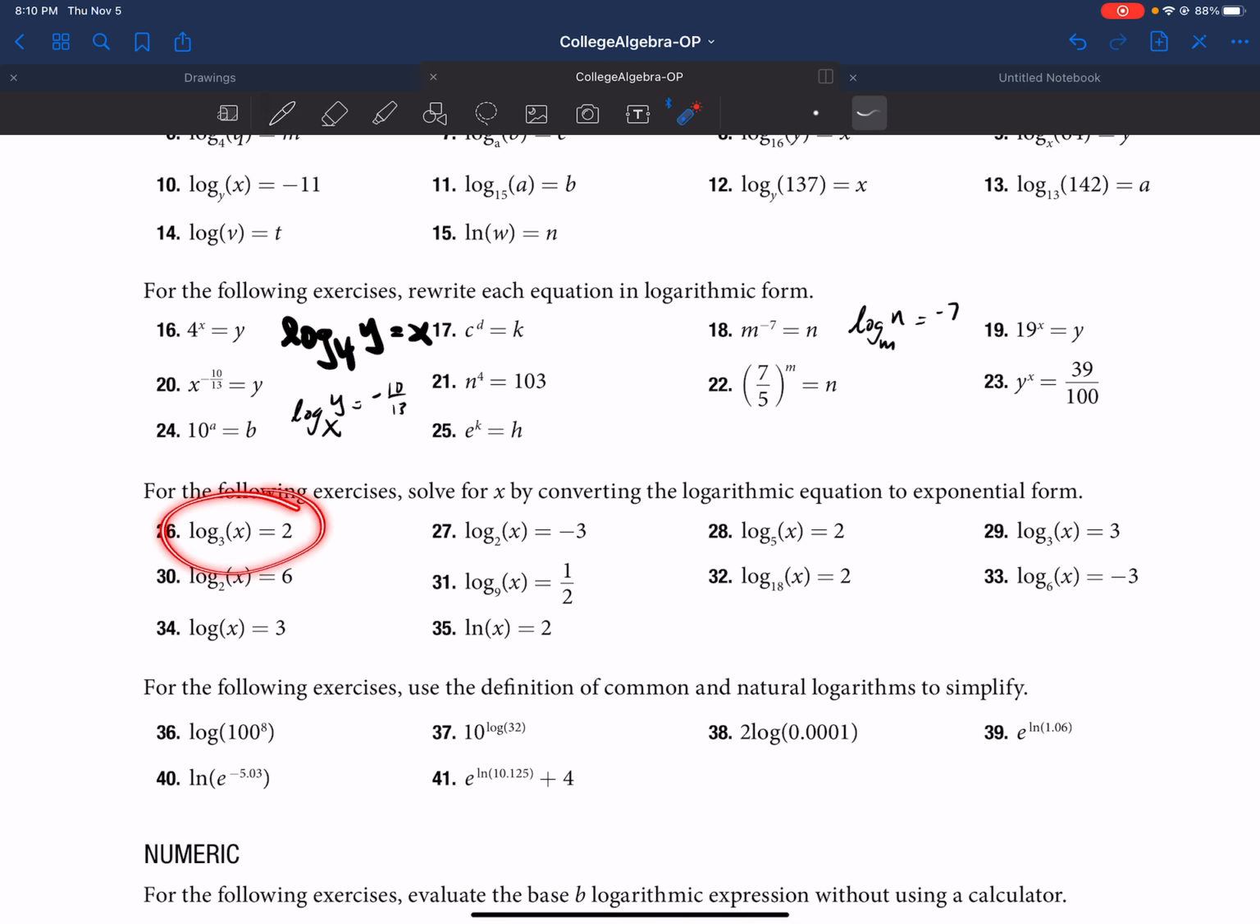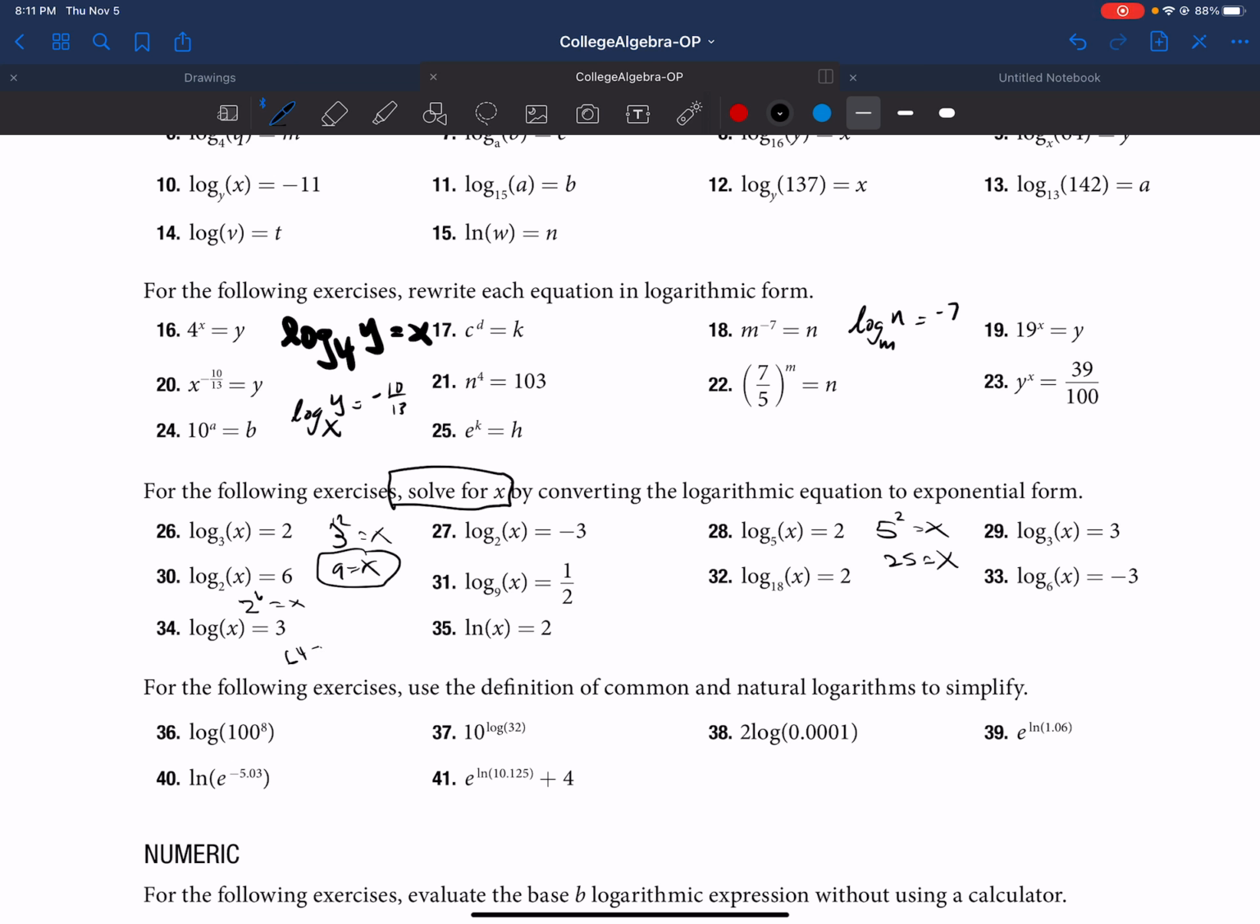In these problems, though, like take 26, for example, this says 3 to the 2 equals x. So 3 squared equals x. So 9 equals x. Notice it said solve for x. I have that right there. In 28, it says 5 squared equals x. So 25 is x. In 30, 2 to the 6th is x.